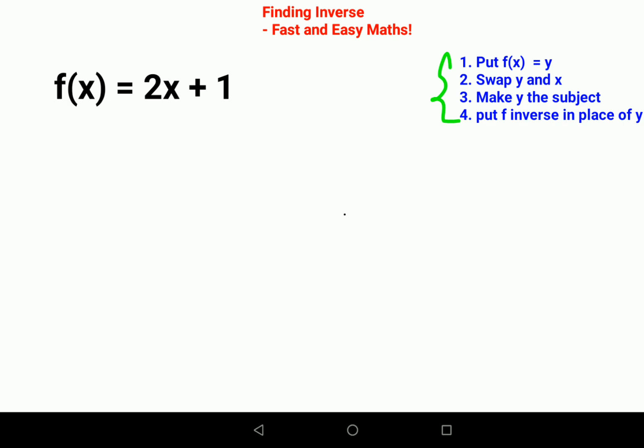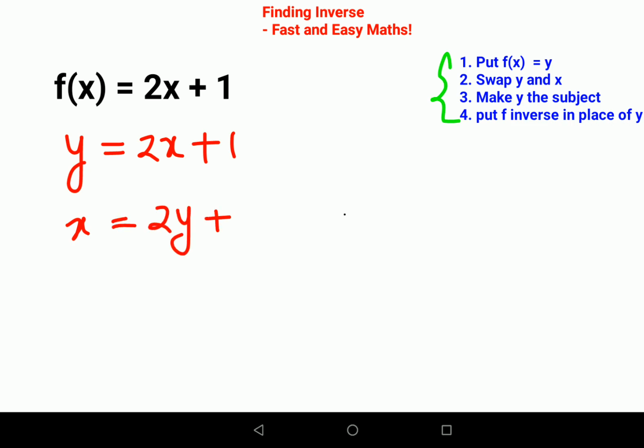This one is easy, but since it's the first one, I wanted an easy one. So the question is, first step is what? Put y in place of f of x. Then the next step is what? Swap x and y. So we have x is equal to 2y plus 1.